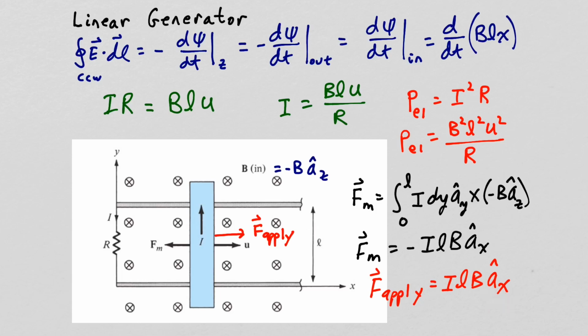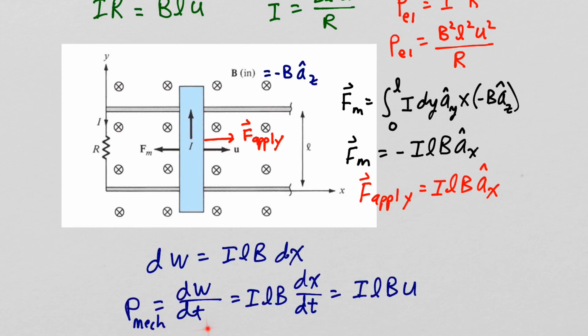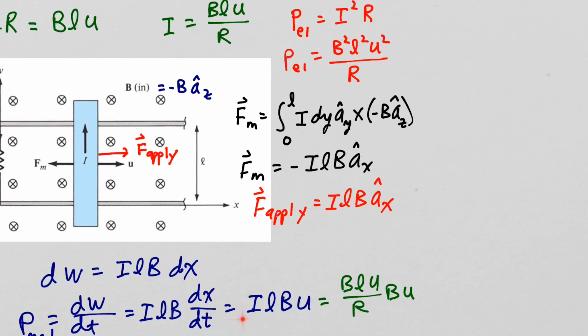So when you move the bar a distance dx, you do some work, the force times that distance dx. So the mechanical power you are supplying is dW/dt, so that will be ILB times the velocity with which you're pulling the bar. So for the current, let's substitute in BLU over R. So the mechanical power that we are providing is the same as the electrical power going into our load resistor.